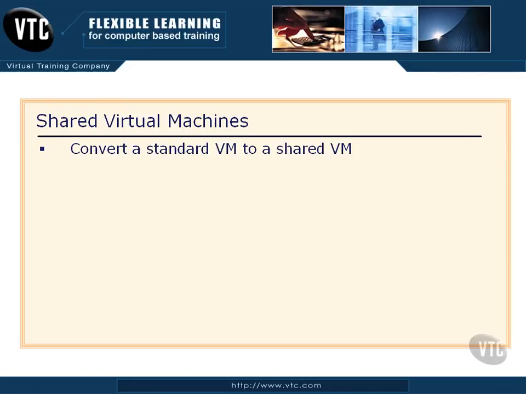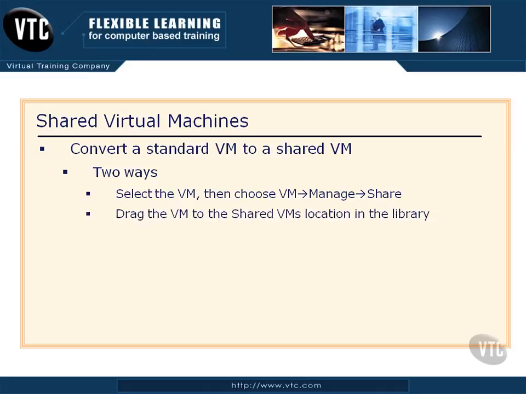Now to convert a standard virtual machine to a shared virtual machine, there are two ways that we can go here. First of all, I can select the virtual machine and then choose the VM edit option and then choose manage and then choose share. Now I'm just going to talk through this now. I'll demonstrate this in part 2. Then I can also just drag the virtual machine down to the shared virtual machines location in the library in Workstation, and that will take care of that.